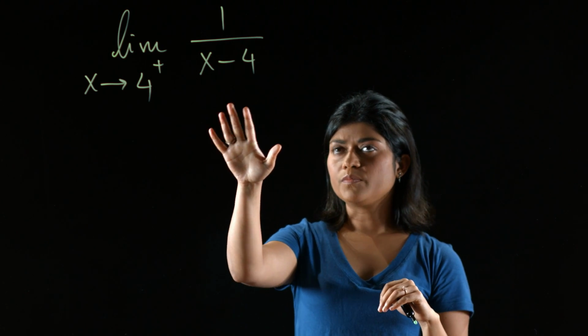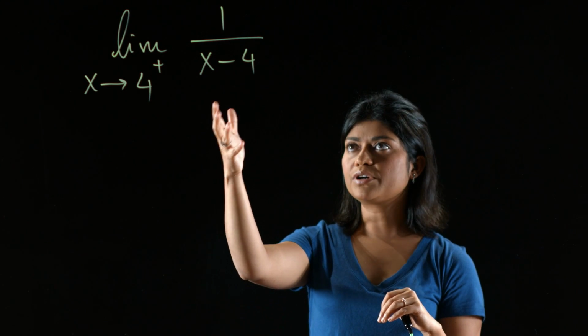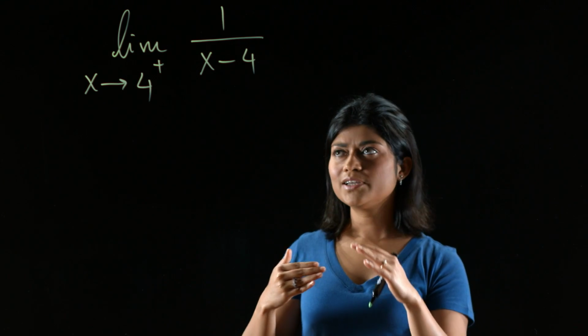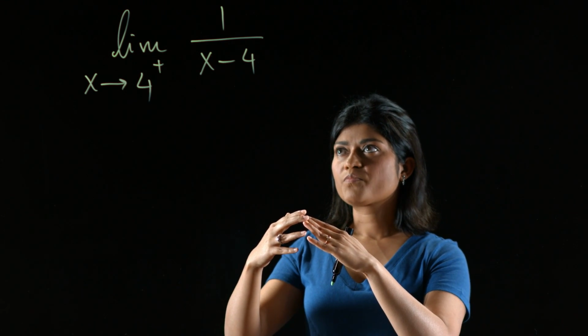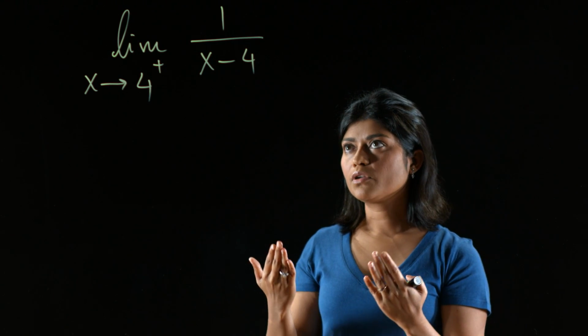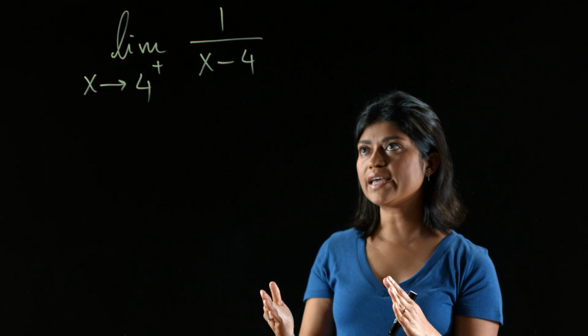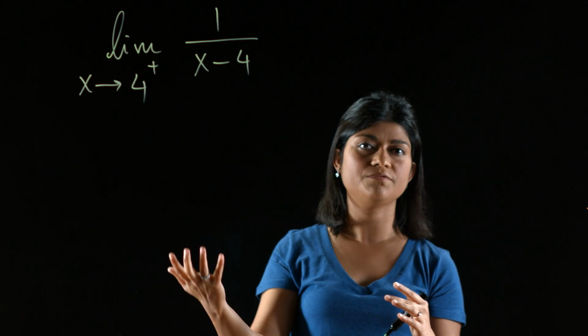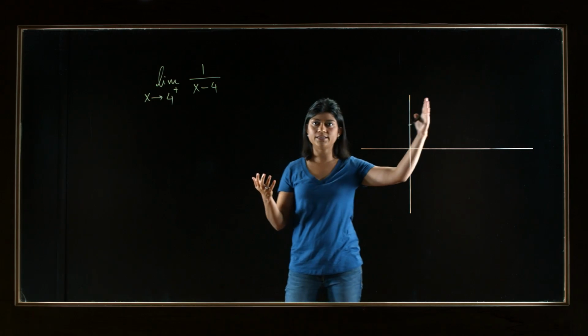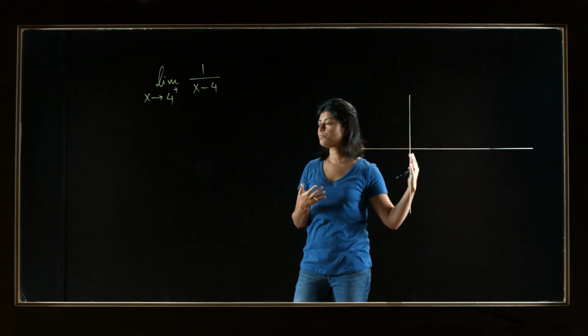I will use a graphing utility to graph it, but before that, just to give you an idea, you can have some kind of an idea of what the graph will look like. First thing first, notice that at 4, the function is not defined, right? Because the denominator will be 0. So there should not be anything at x equals 4.